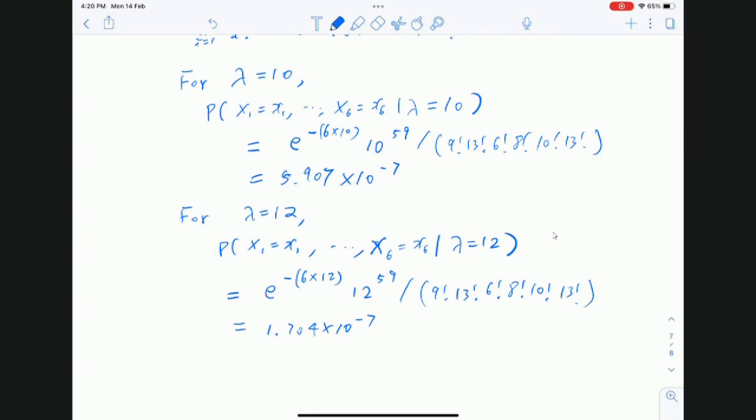But if I don't tell you that the value of lambda is either 10 or 12, and the value of lambda can be any positive number, then which one will you choose as an estimate of lambda? We'll try to put different values of lambda into it to see which one is the largest. So how can we do this kind of calculation? We use R.